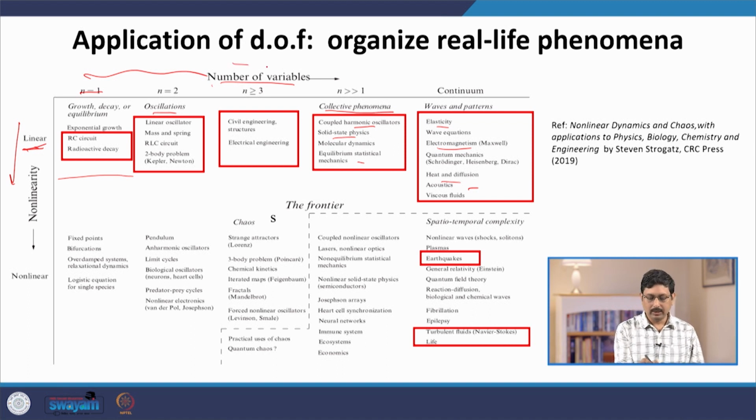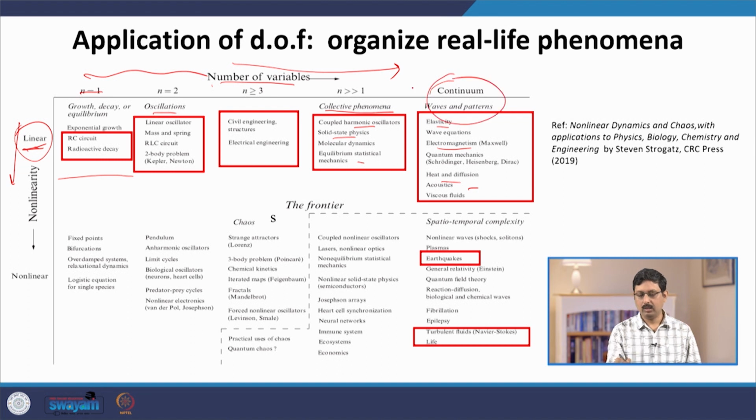As you increase the number of variables, the other part which is simple is linear equations of motion and the continuum. The theory of this kind of phenomena is very simple, because they can be described by partial differential equations, which we know how to mathematically analyze. So, this is also a simple region.